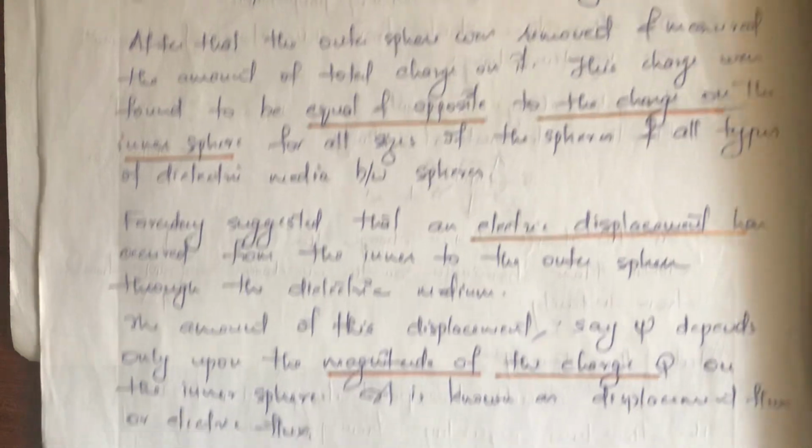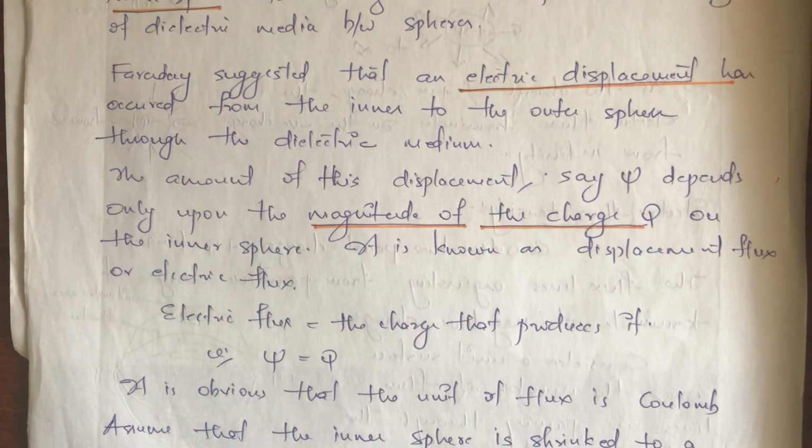The amount of this displacement, say psi, depends only upon the magnitude of the charge Q on the inner sphere. It is known as displacement flux or electric flux. So the electric flux is equal to the charge producing it, that is, psi is equal to Q.